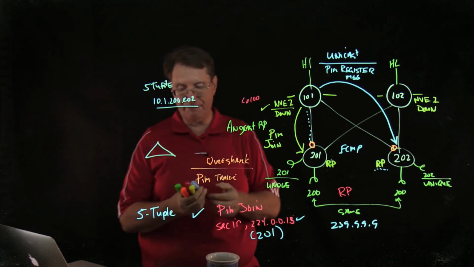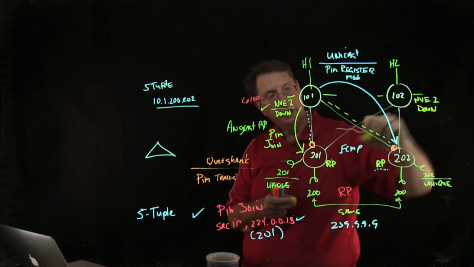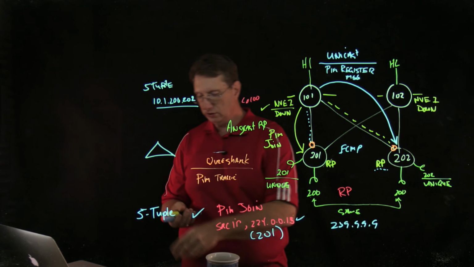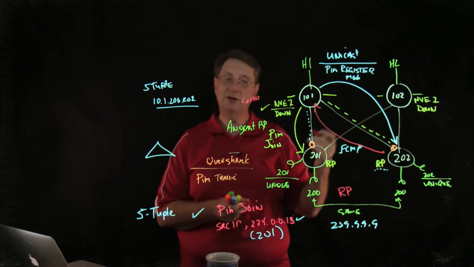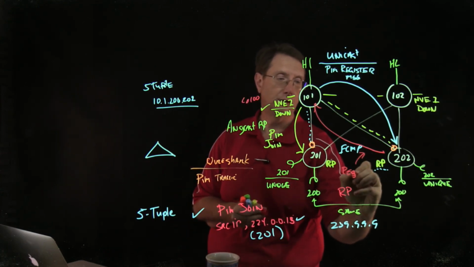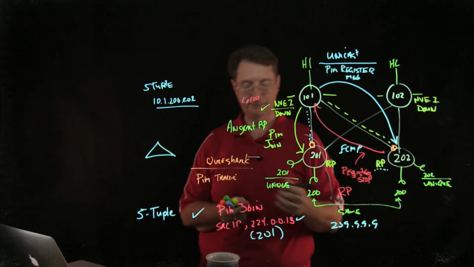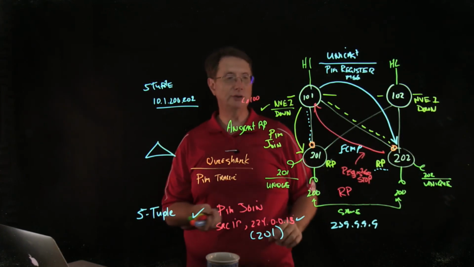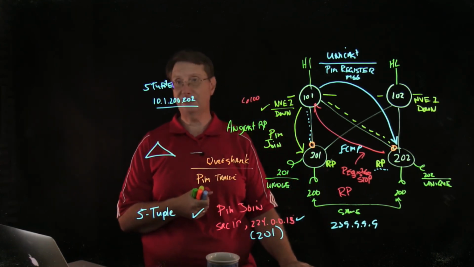So when it comes to that PIM registration message, it is going to go down towards spine 202. It's also important to note that spine 202 will be responsible for sending the subsequent register stop message. So we have the PIM register and the register stop message. And what I want to do is take a look at that from the perspective of the Wiresharks, and we'll do that in the next video. I'll see you guys there.